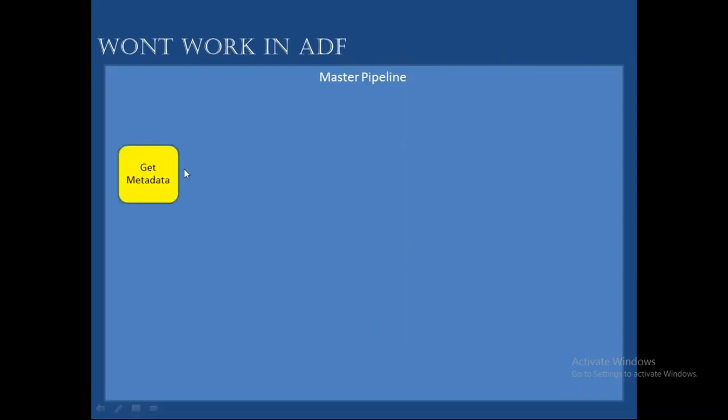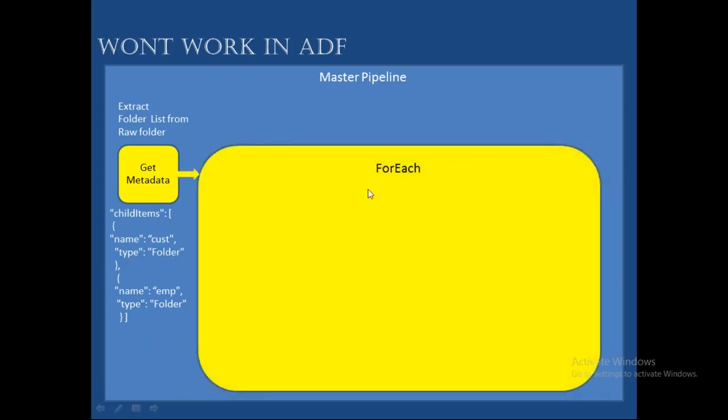Whatever you said is correct. Get metadata extracts the folder list from the raw folder. It is going to get all the information like cust, emp and transaction, all the folders. You'll get something like this: name, type. It's a folder. This get metadata output I need to pass to the ForEach. So how will you pass it? With the expression @activity of get metadata dot output dot childItems. Then all of this, cust, emp, everything, will be given to the ForEach. Inside the ForEach, I will use another get metadata to extract the file list from the folder.